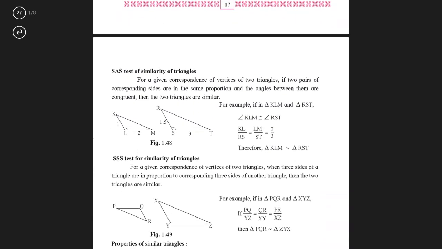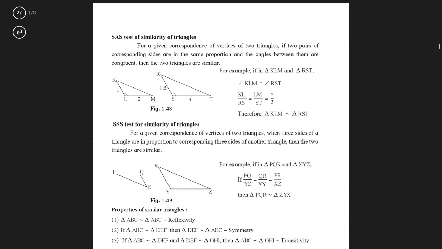Now the second test is called SAS test of similarity of triangles. As the name suggests, you have the first side which is in proportion, which is equal to another side also in the same proportion, and the included angle between these two sides should also be congruent. Then you call the two triangles to be similar by SAS test. We'll read it out. For a given correspondence of vertices of two triangles, if two pairs of corresponding sides are in the same proportion and the angles between them are congruent, then the two triangles are similar.